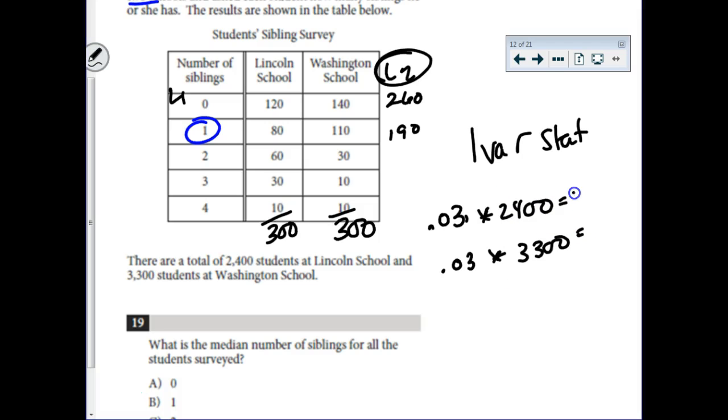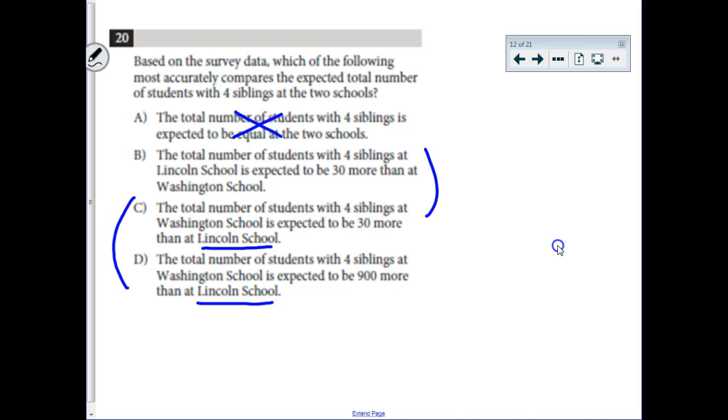Okay, one more time. And I should probably mark who this is. This is Washington, and this is Lincoln. So now I can see with actual data, this makes me feel better, that Lincoln has fewer. So, C. The answer is C.